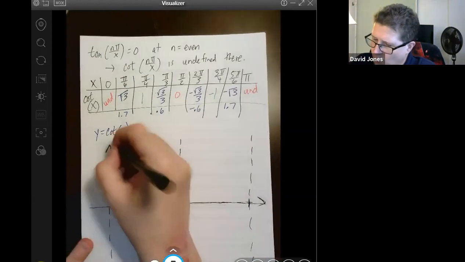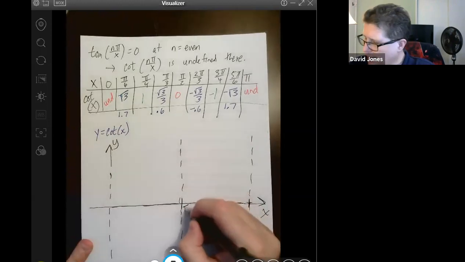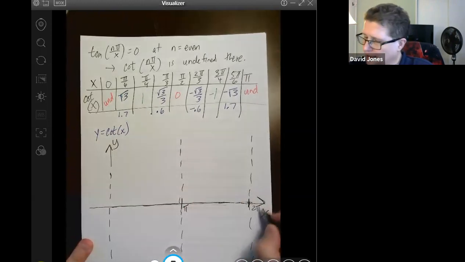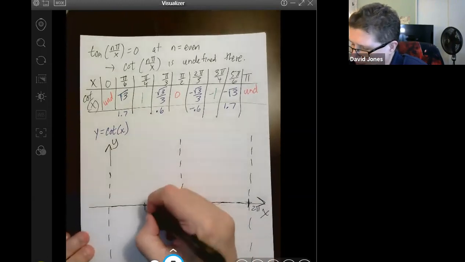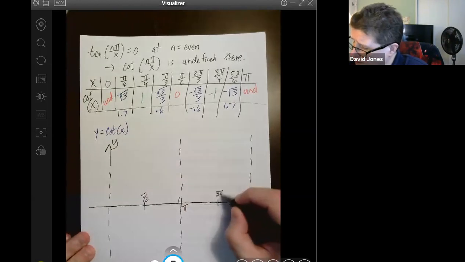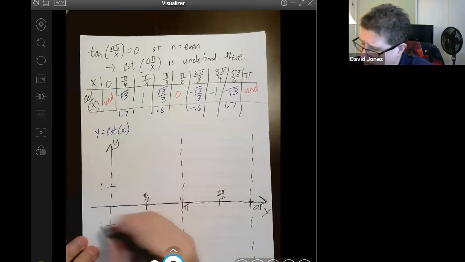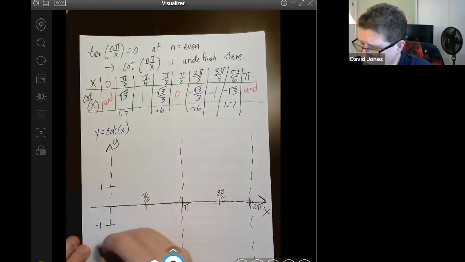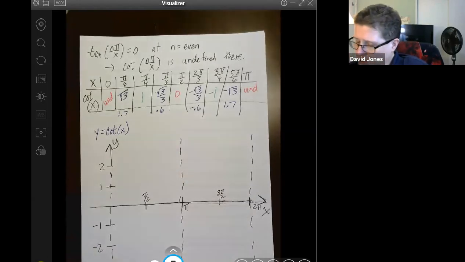So this is the y-axis. This is our x-axis. This will be pi. This will be 2 pi because it's odd multiples or even multiples of pi. In between them, we've got pi over 2, 3 pi over 2. Let's make that 1 and -1, -2 and +2. And we start plotting them.